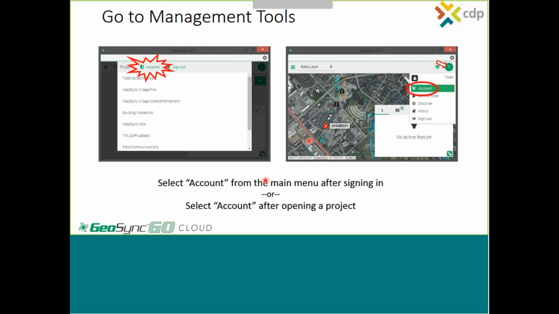When you first sign into the app, there are two ways to get to the account. After you sign in, you'll see a list of your projects. There's also an account button. You select the account, and it'll take you to the account settings. If you happen to select a project, don't worry, you can still get to the account. If your project opens, just go to the menu at the top right, the drop down, and select account from there. So you can get to the account either way, even if you've already opened a map.